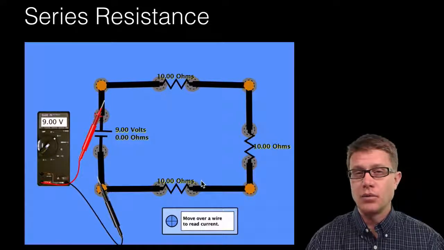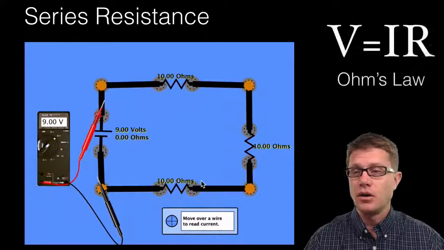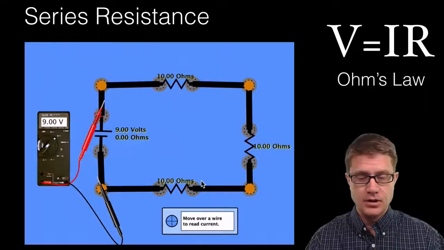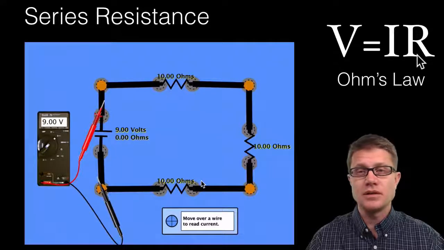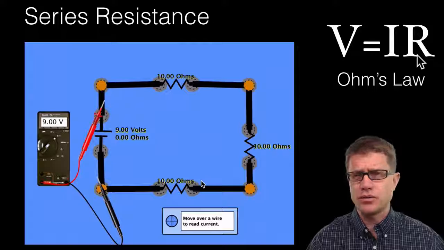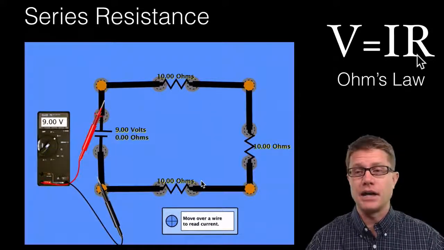Could you predict what's going to be the current through the circuit? Just like we did before, Ohm's law is going to be helpful. So what's our voltage? Our voltage is going to be 9 volts. What's going to be our resistance? Well, let's make this easy. Since we have 3 10-ohm resistors, what if it's 30 ohms? What if we can simply add those up?